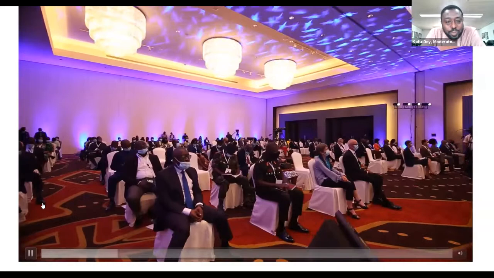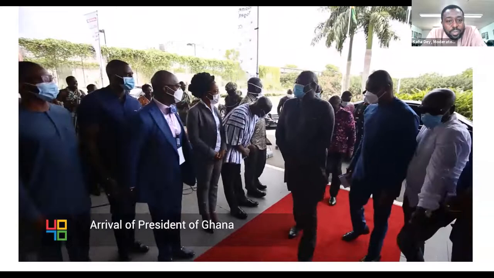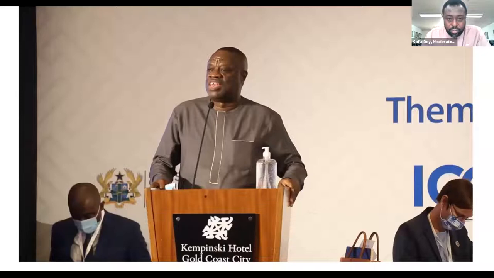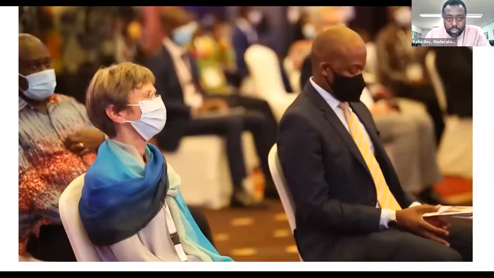The global launch of For Better Business Together. Ladies and gentlemen, please be on your feet as we welcome His Excellency, the President of the Republic, Nana Addo Dankwa Akufo-Addo. Thank you. At this juncture, I have a similar honor and privilege to introduce to you His Excellency President Addo Dankwa Akufo-Addo, ECOWAS Chairman, Coach of SDGs. Welcome. I thank the organizers of this event for the invitation to participate and deliver this address at the global launch of For Better Business Together. On behalf of the government and people of Ghana, I declare the For Better Business Together project duly launched.